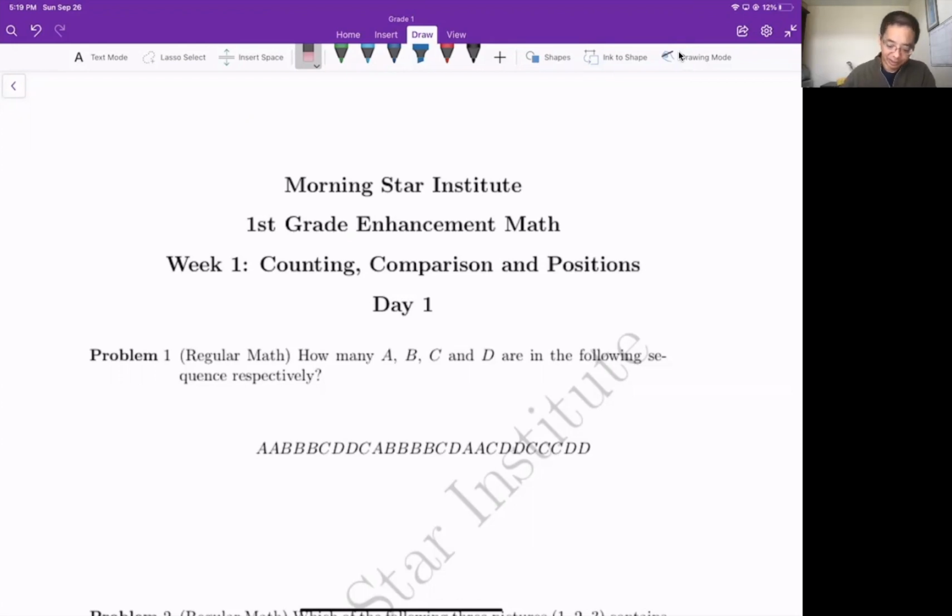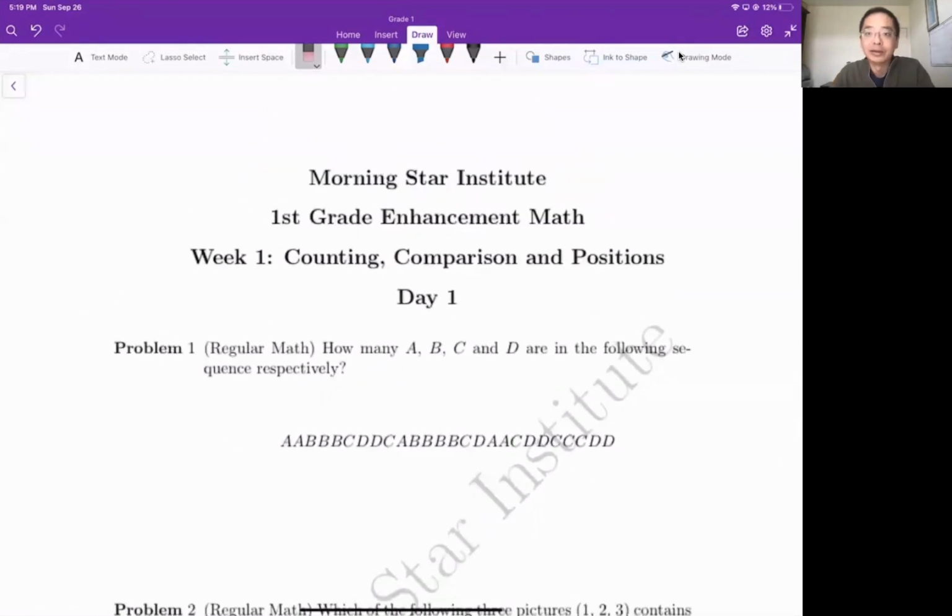Let's first look at problem number 1 in day 1. This is a simple regular math question. Here we have a sequence of letters, some A, some B, some C, some D. We just need to count how many each has. All right, so let's count it.